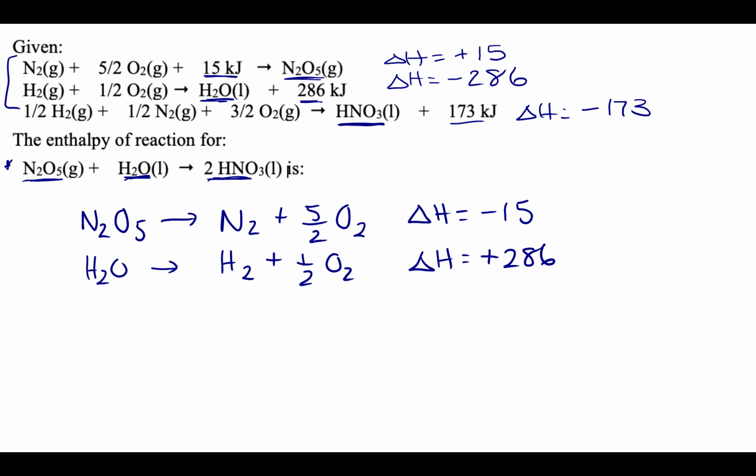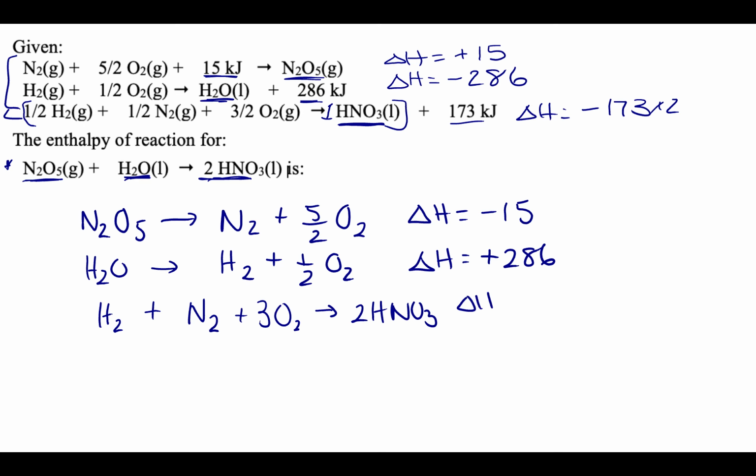The part here, though, that matters is that this value only represents 1 mole and I need 2. So I'm going to take that second equation and multiply it by 2. So I'm multiplying this whole thing by 2, and that includes your delta H. So that means I'd have only 1 hydrogen plus 1 nitrogen plus 3 oxygens to give you 2 HNO3. And the delta H for this one will be 173 times 2, negative 346.